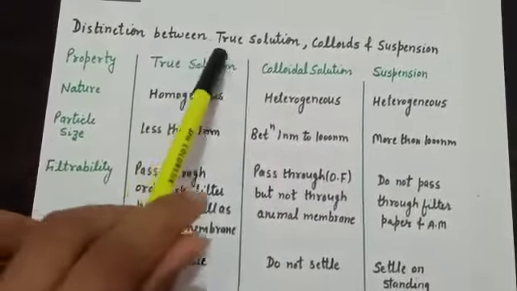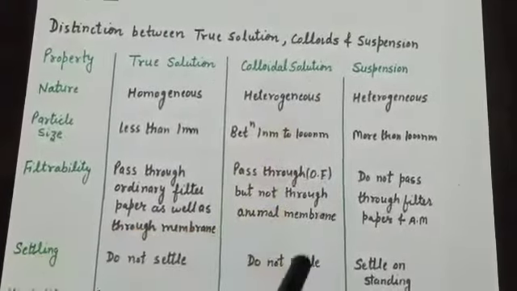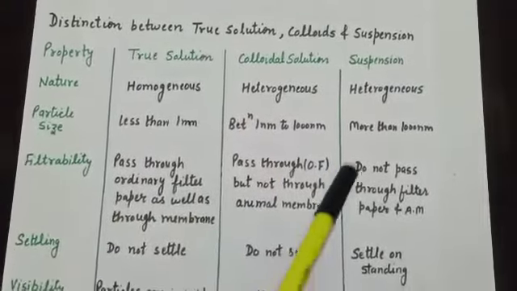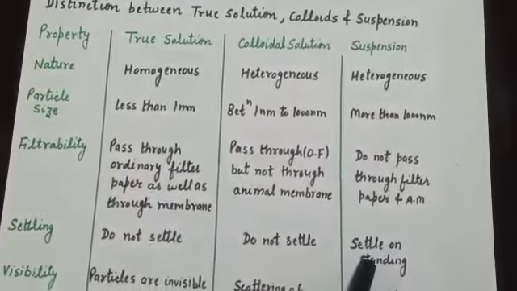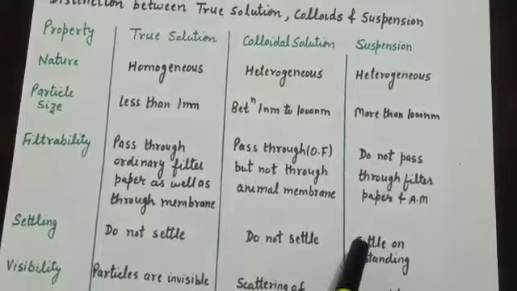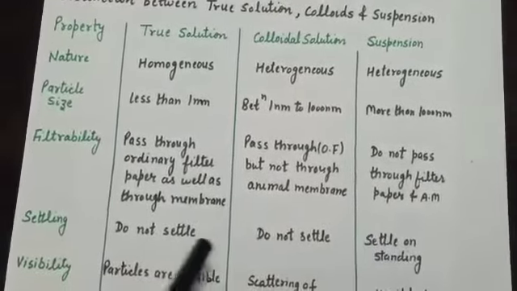Next property is settling. The particles of the true solution do not settle. Same with colloidal solution, the particles do not settle. But in case of suspension, the particles settle on standing. Example is when we mix sand in water. After some time, the sand settles down at the bottom.